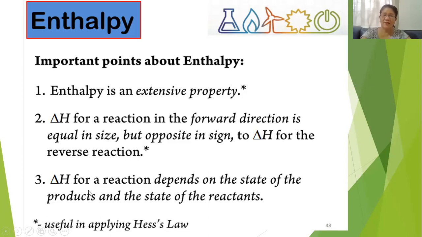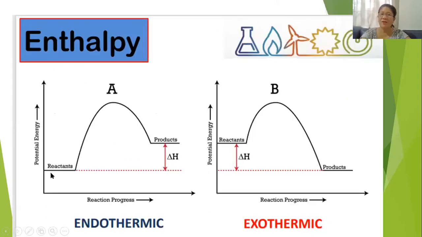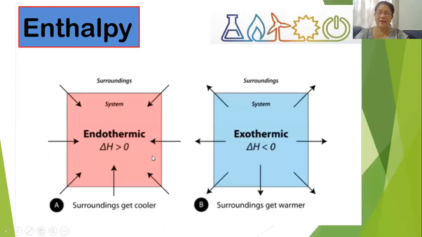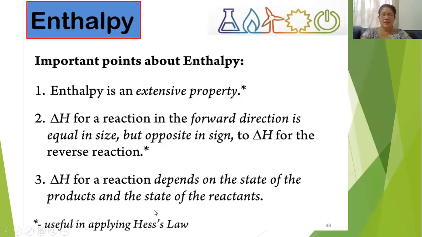Delta H of reaction depends on the state of the product and the state of the reactant. So it will depend on what kind of reactant will be reacted and what product will be produced. If your reactant will slowly react and rise up, it is endothermic. But if your reactant, at the moment that you mix it, will react speedily, of course your product will be less here. So it will depend on the state of the product and the reactant.